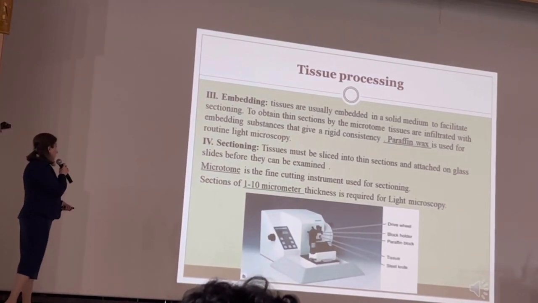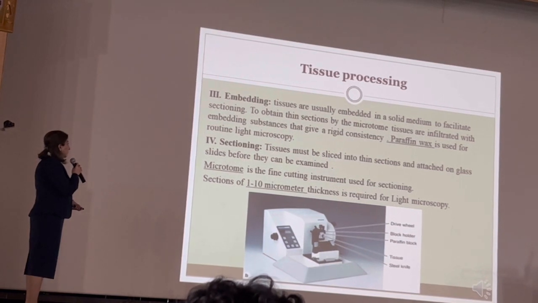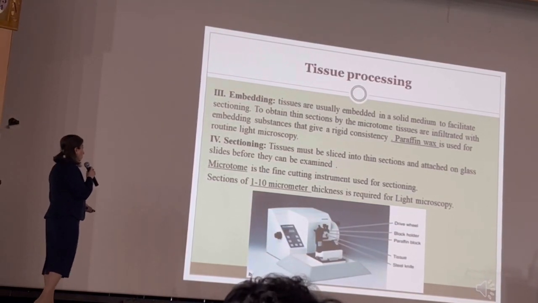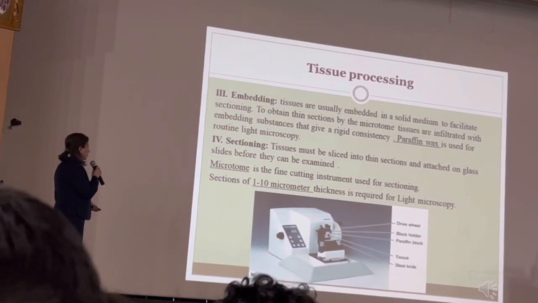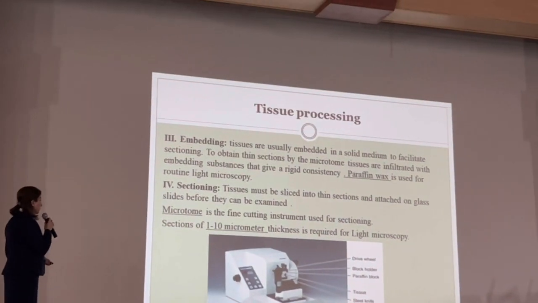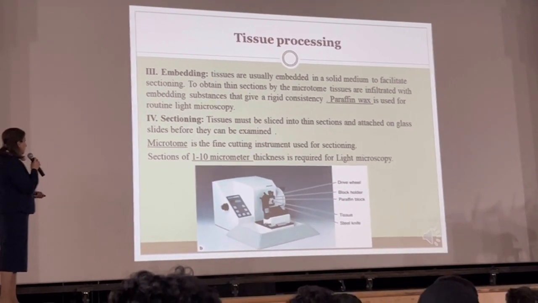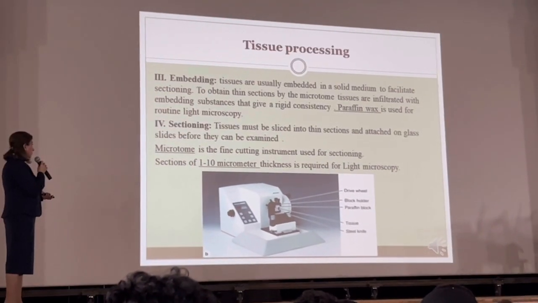So in the embedding step, tissues are usually embedded in a solid medium to facilitate sectioning. To obtain thin sections by microtome, tissues are infiltrated with embedding substances that give a rigid consistency. Paraffin wax is used for routine light microscopy.